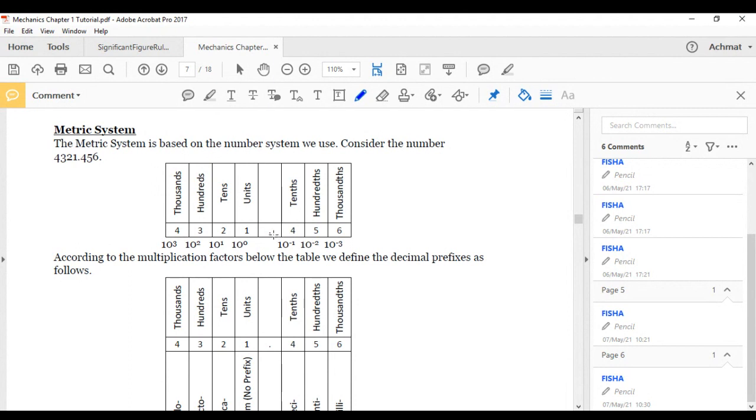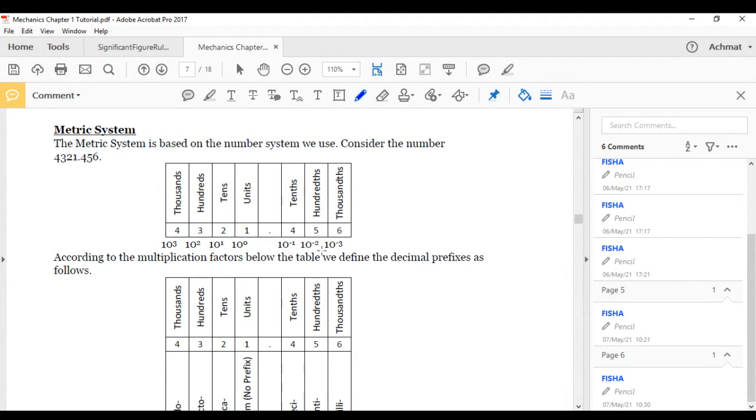And if you go to the right of the decimal point, that will be 1/10 of a unit, 1 over 10, so 10 to the minus 1. And that will be 5 times 10 to the minus 2, or 5 divided by 100. And that will be 6 divided by 1000. Okay, that is how we actually use numbers in school already.